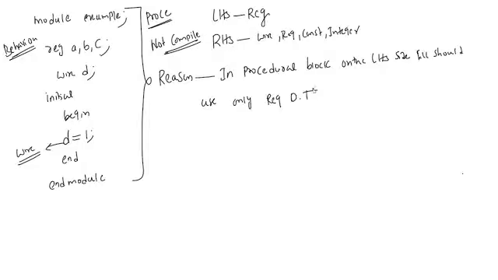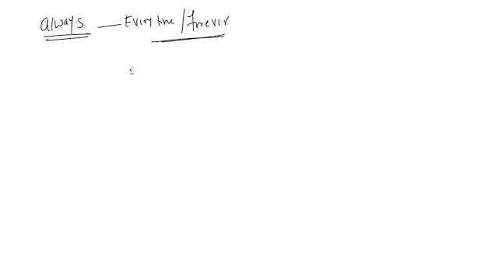Okay. So coming to always. This is about the initial block, and next is always. Always means what? Always means every time, or forever. Suppose I am taking a half adder as an example circuit.